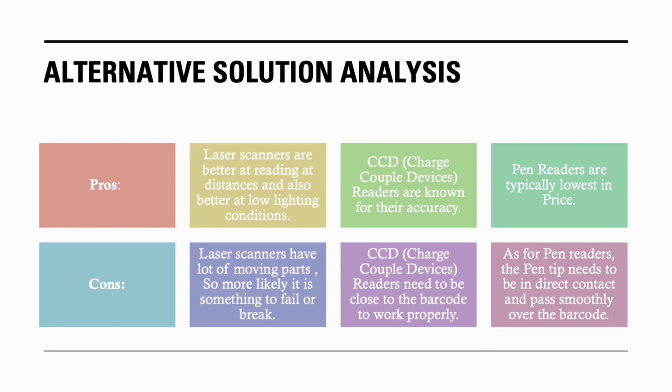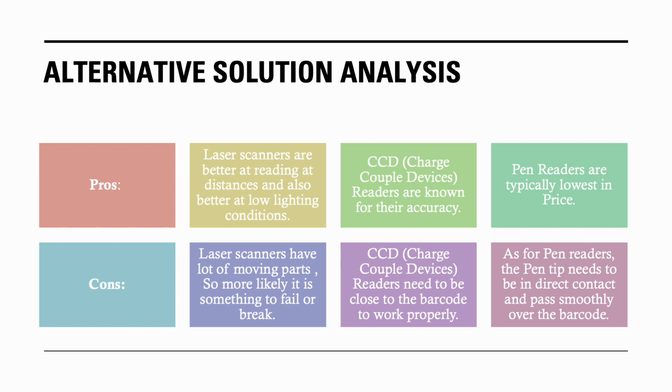For the alternate solution analysis, the pros are that laser scanners are better at reading from a distance and also better in low lighting conditions. CCD, which stands for charge coupled devices, readers are known for their accuracy. Pen readers are typically the lowest in price.